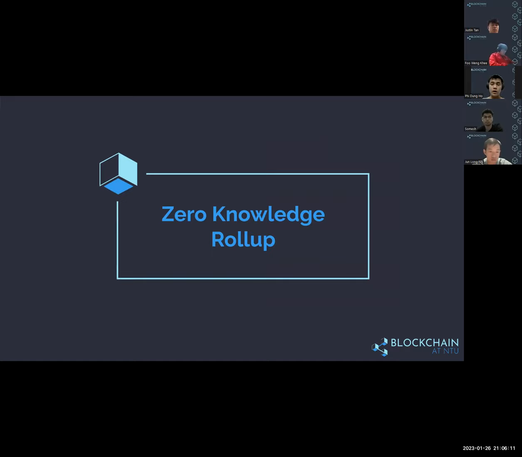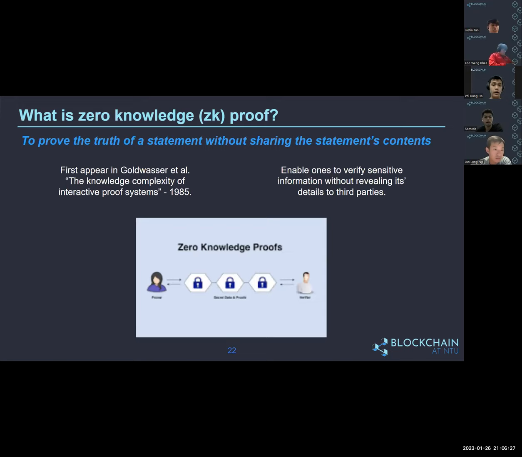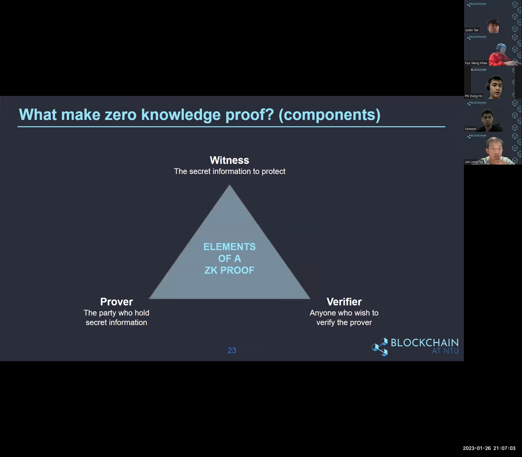Now I will be talking about the zero knowledge rollup. Firstly, we will talk about what a zero knowledge proof is. Zero knowledge proof first appeared in a 1985 paper by Goldwasser, and it describes a system of interactive ZK proof. From now on, I will refer to zero knowledge as ZK for short. In this paper, the scheme enables everyone to verify sensitive information without revealing its details to third parties.